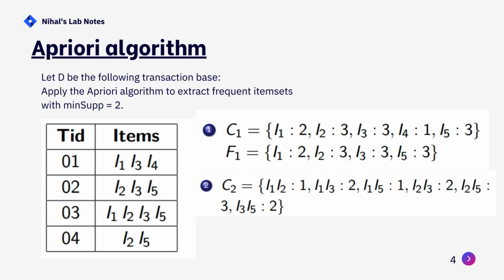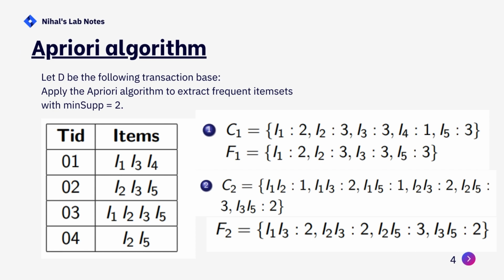It contains I1, I2; I1, I3; I1, I5; I2, I3; I2, I5; I3, I5 with the support of each of them. So now let's compare the support of each of them with the minimum support that is equal to 2. For I1 and I2, we have a support of 1. It's less than 2, so it's not frequent. I1, I3 is frequent. I1, I5 is not frequent. I2, I3 is frequent. I2, I5 is also frequent. And I3, I5 is also frequent.